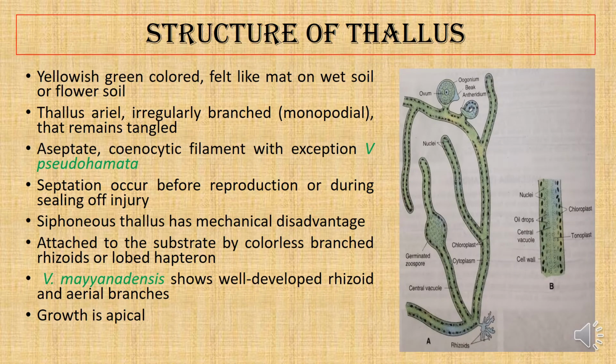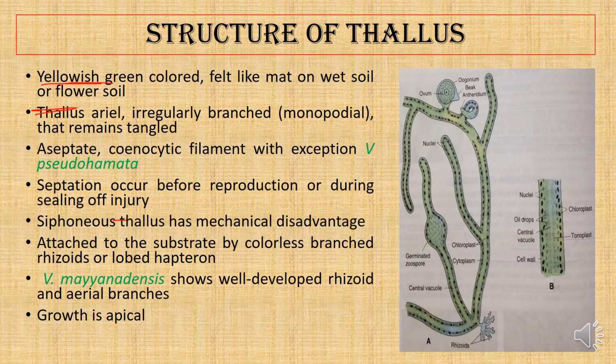Now we come to the thallus structure. Now the thallus, it is a xanthophyte, so it will be yellowish green in color. All the chlorophytes have a grass green color, but as it is a xanthophyte, it has a yellow green color, and it forms a thick layer over the damp soil.